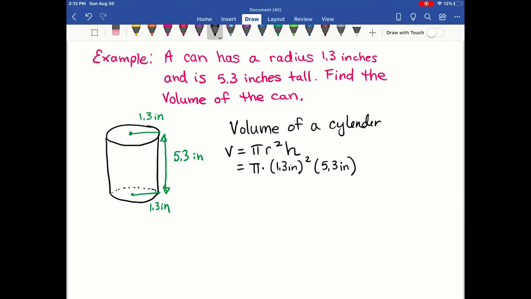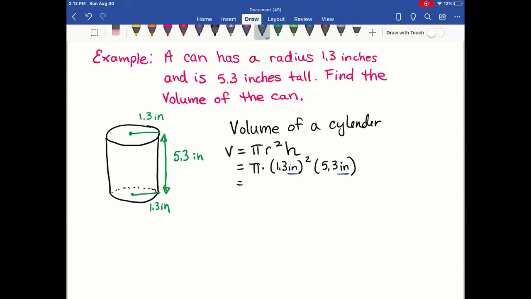Okay, so notice this right here, this inches is squared, so that will give me an inches squared. And then I have another inches here, which would give me inches cubed. And since this is volume, we know we should have inches cubed as our units. So we got to make sure we label that correctly when we're done.